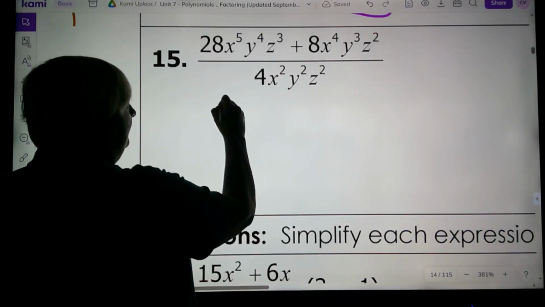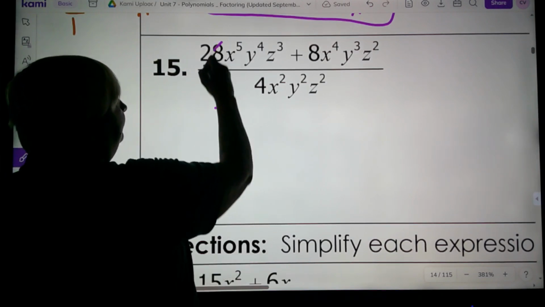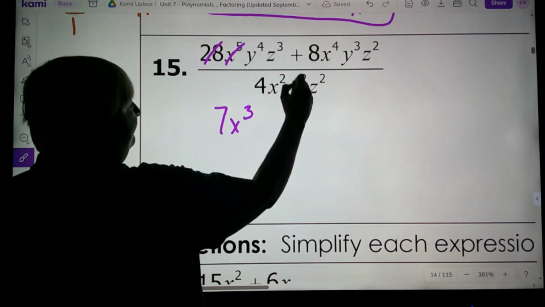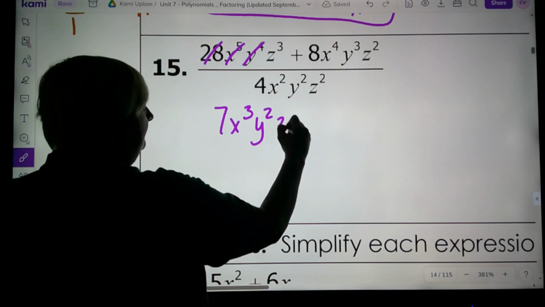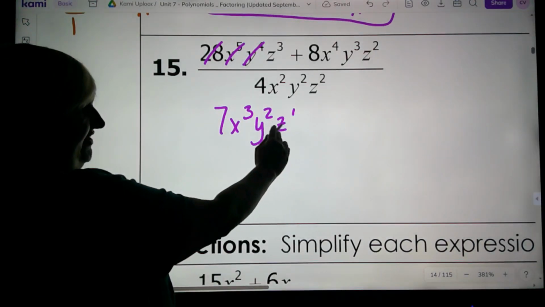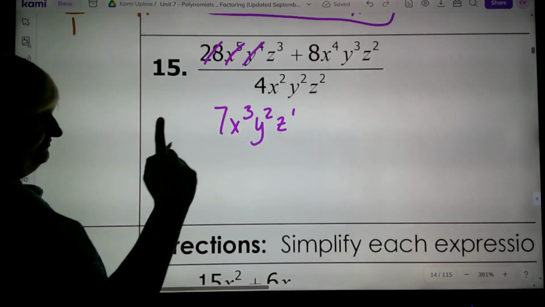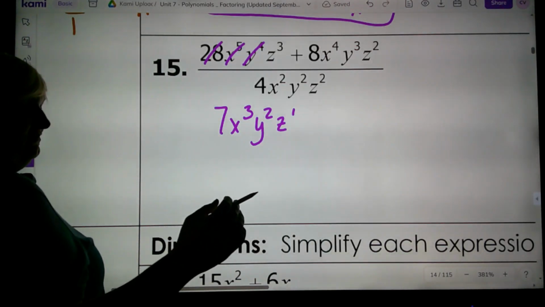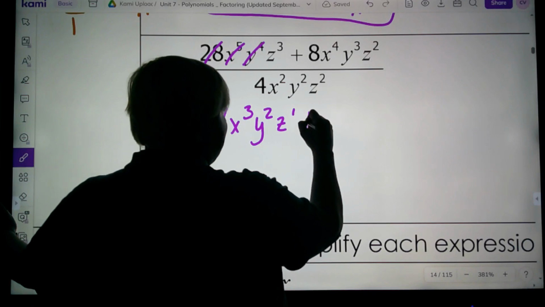28 divided by 4. x5, x2, y4, y2, z3, z2. Now you know why I put a little line through my z's, because my z's and my 2's look a lot alike. In the end, I'm mostly confusing myself, so I'm trying to help myself.